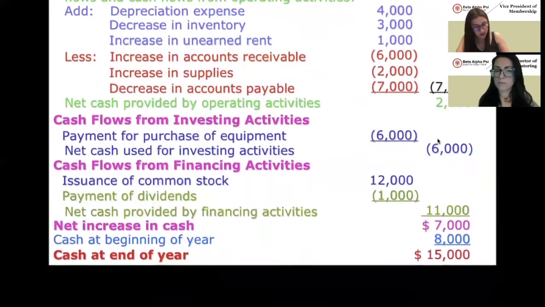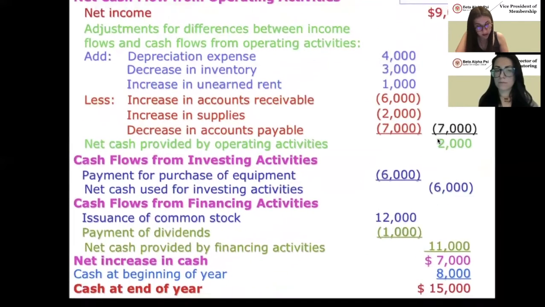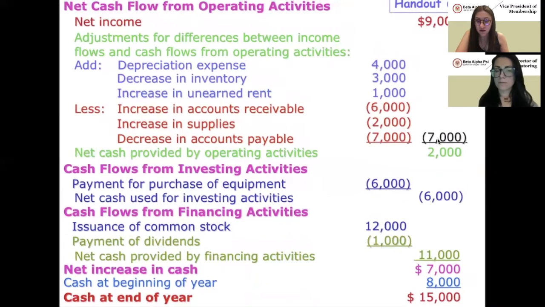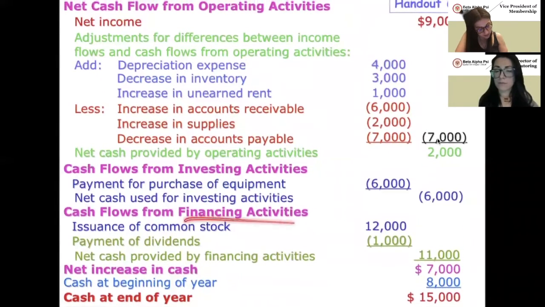Now let's move on to our investing activities. So our equipment increased during the year. We bought equipment. That's a debit to equipment and a credit to cash. That wasn't recorded on our accrual basis. So we need to take that out to recognize our cash basis. We paid cash. We need to minus that out. Now, our financing activities. We issued common stock, and so that wasn't recorded on an accrual basis. So we need to add that in.